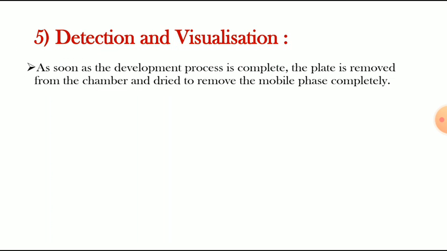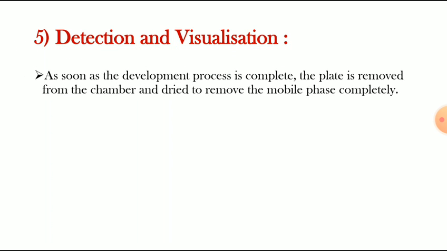The fifth step is the detection and visualization of the TLC plate. As soon as the development process is complete, the plate is removed from the chamber and dried to remove the mobile phase completely. When we remove the plate from the chamber, we have to dry it completely to remove the mobile phase.